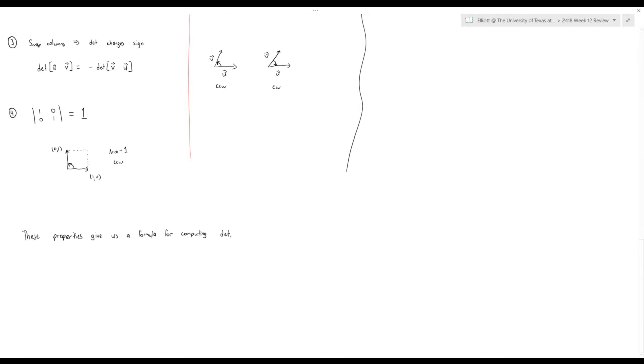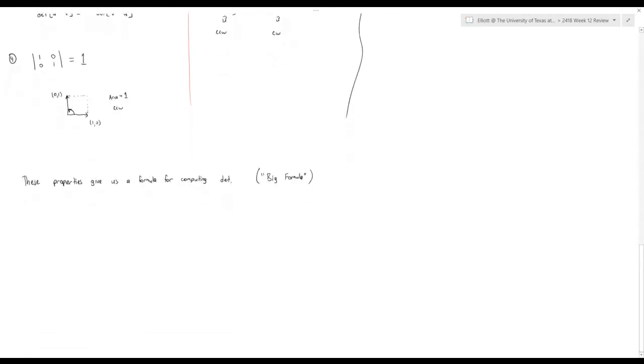This formula that I'm about to derive is the one they're calling the big formula. I think that's terminology in your textbook, and I think your professors are using that terminology as well. There's one question in your homework assignment that's like, use the big formula to calculate the determinant. So that's what I'm going to go over right now.